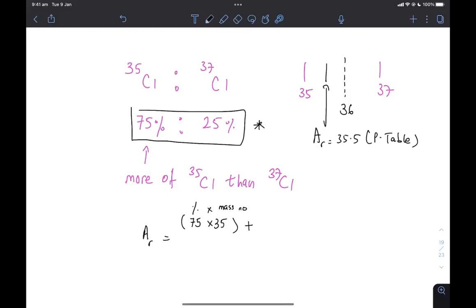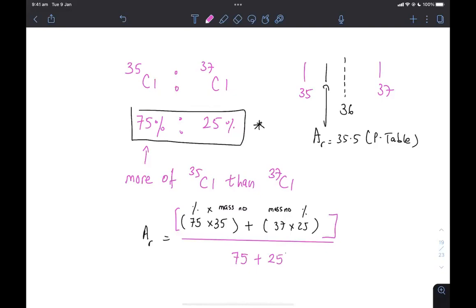This is plus. I could do 37 times 25, not a problem, as long as it's mass number multiplied by the percentage of that mass number. 35 times 75 is the same as 75 times 35. Add them up together. I divide by what? I want the mass, so I don't divide by the mass. I divide by the sum of the percentage. 75% plus 25%, the maximum for a percentage is 100%, just like your exam marks are marked out of 100%.